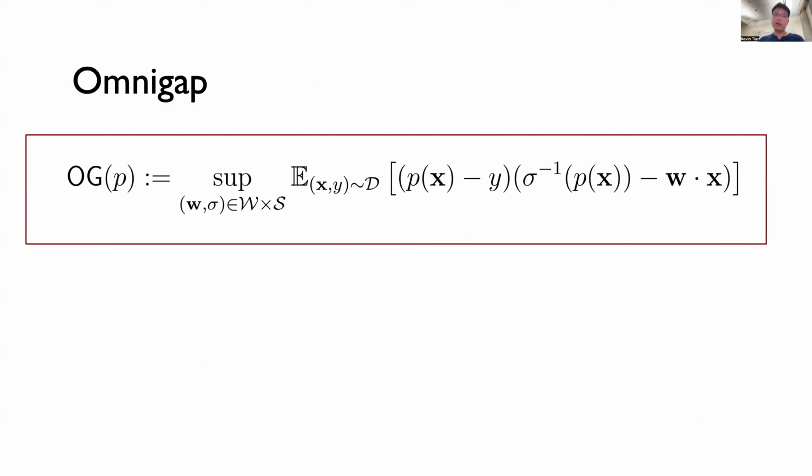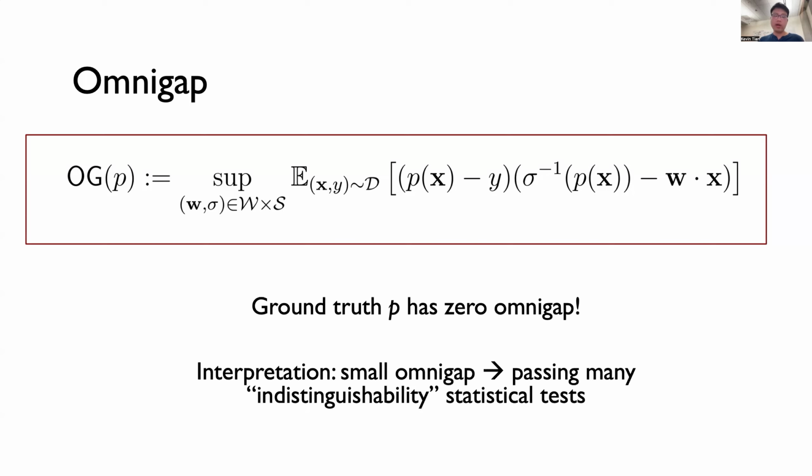So for a predictor p, we define the omni gap of p to be the supremum over all possible choices of the linear weight function w and a monotone link function sigma of exactly this term that we don't know how to deal with in the Isotron analysis. So this is the omni gap. Now, one key observation is that the ground truth p actually has zero omni gap. In particular, if we define p to be the ground truth expectation of y given x, then simply iterating expectations shows that the omni gap is zero.